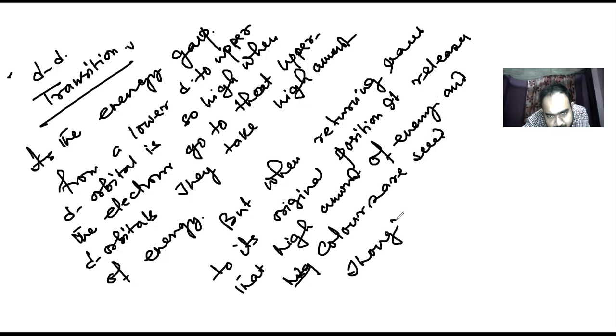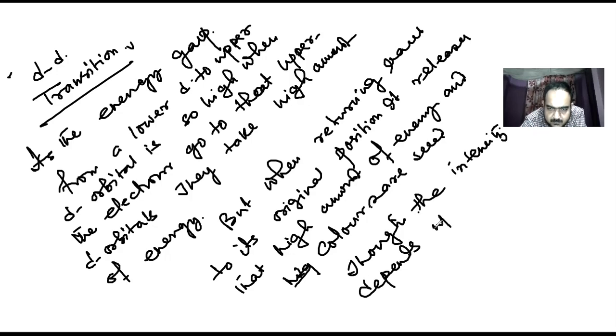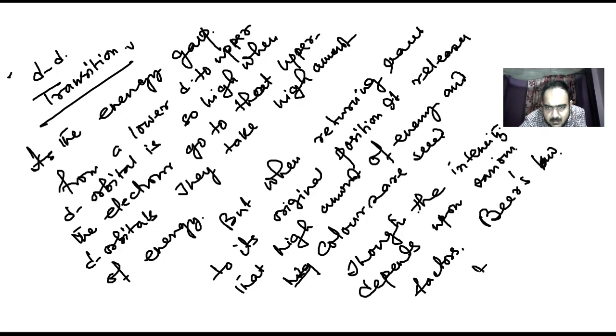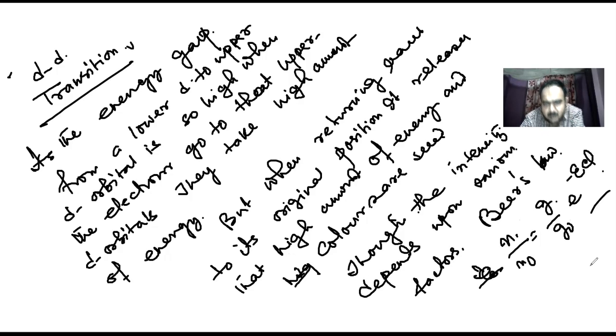Though the intensity depends upon various factors, or Lambert-Beer law, so here n by n0 is the occupation of the electrons in the higher state, n0 is the ground state, g is the Landé splitting factor, e is the exponential term, epsilon is the constant, c is the concentration, and l is the length of the solution through which the light has been passed through, in the d-d transition.